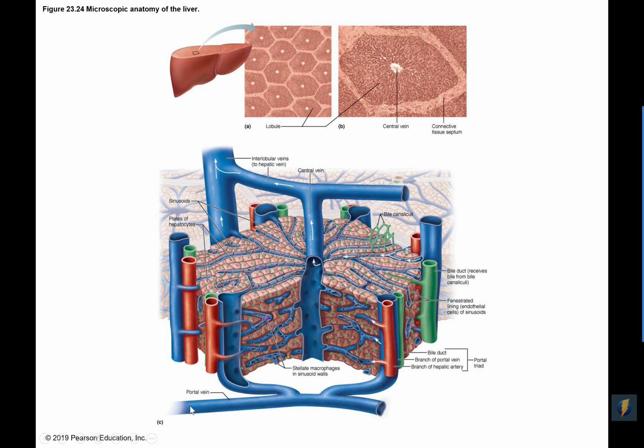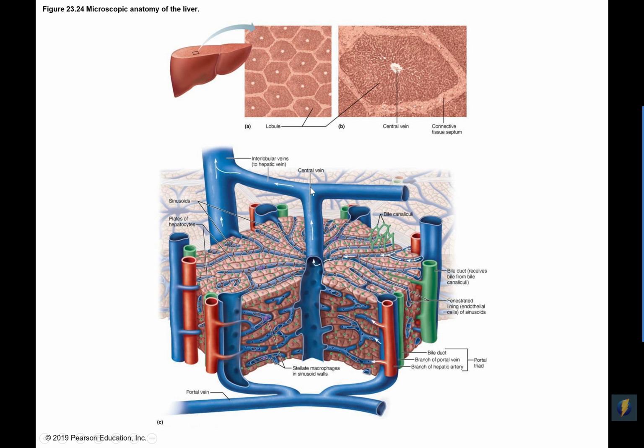Blood comes in through the portal vein. That is bringing the nutrient-rich but oxygen-poor blood from the rest of the GI tract, but you're also getting oxygen-rich blood from the hepatic artery, so that the liver itself has oxygen in order to do its job. It travels centrally through these little sinusoidal capillaries to the central vein, and each lobule is drained by a central vein.